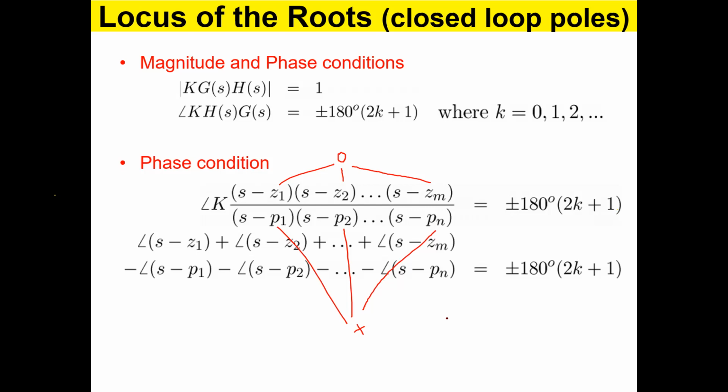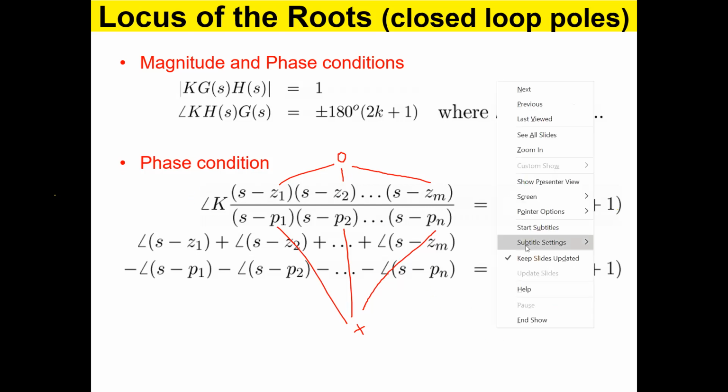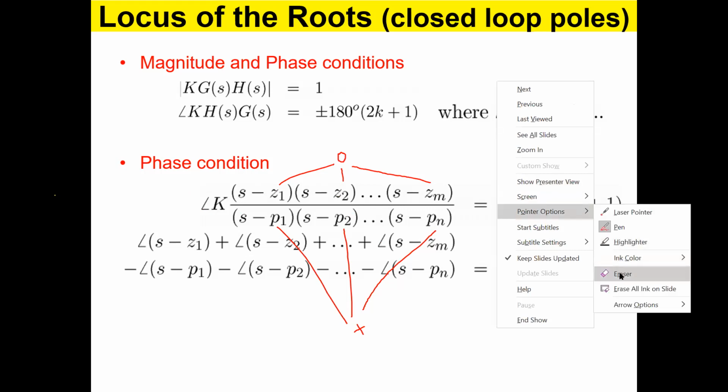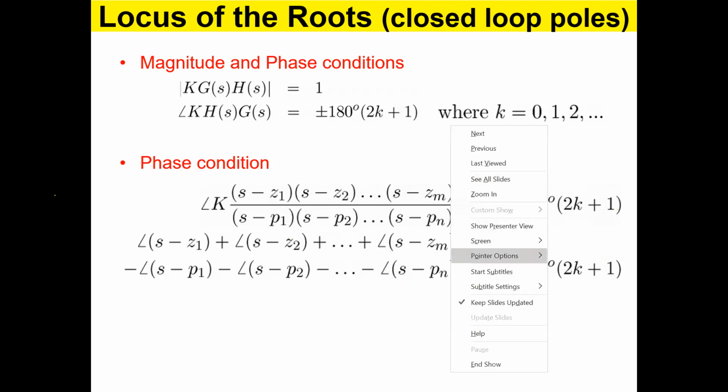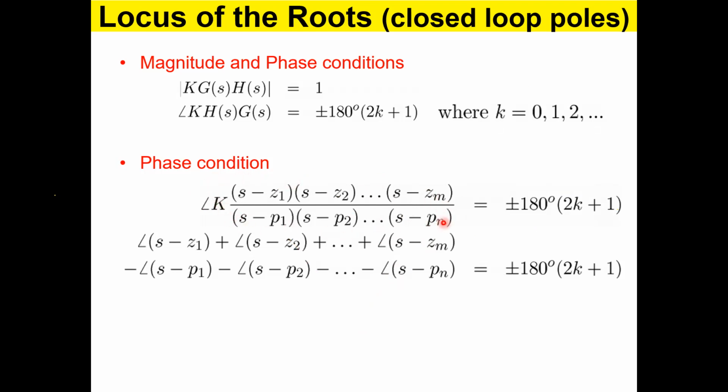Now when you have this expression, let me first erase these things. Right. So now if you focus on this one, it is a complex expression with individual first order blocks, with these zeros, and the denominator polynomial broken down to first order terms again, with P1, P2, Pn as poles. The whole expression has plus or minus 180 degree phase. This is the condition.